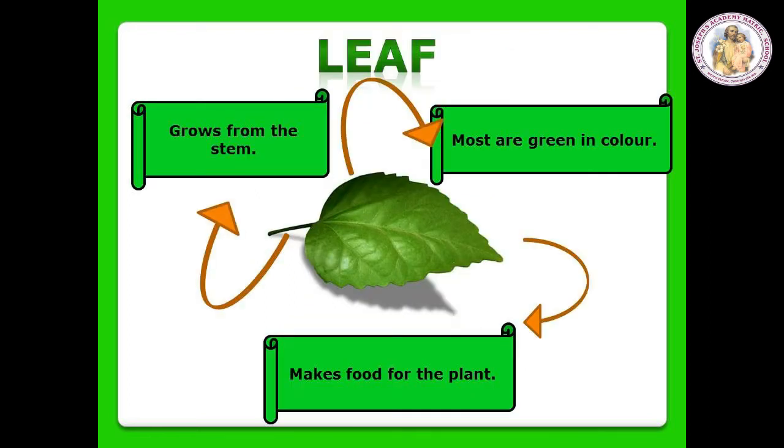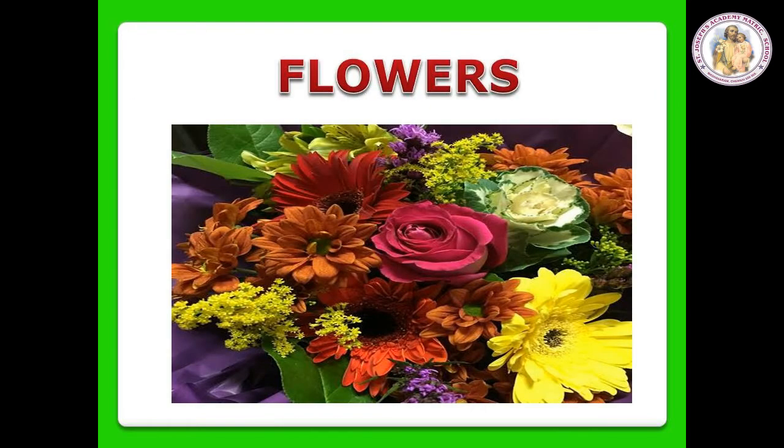Now we are going to see about a leaf. The leaf grows from the stem. Most are green in color. It makes food for the plant. Children, you can see the picture. What is it? It is very colorful. Yes, it is a flower.